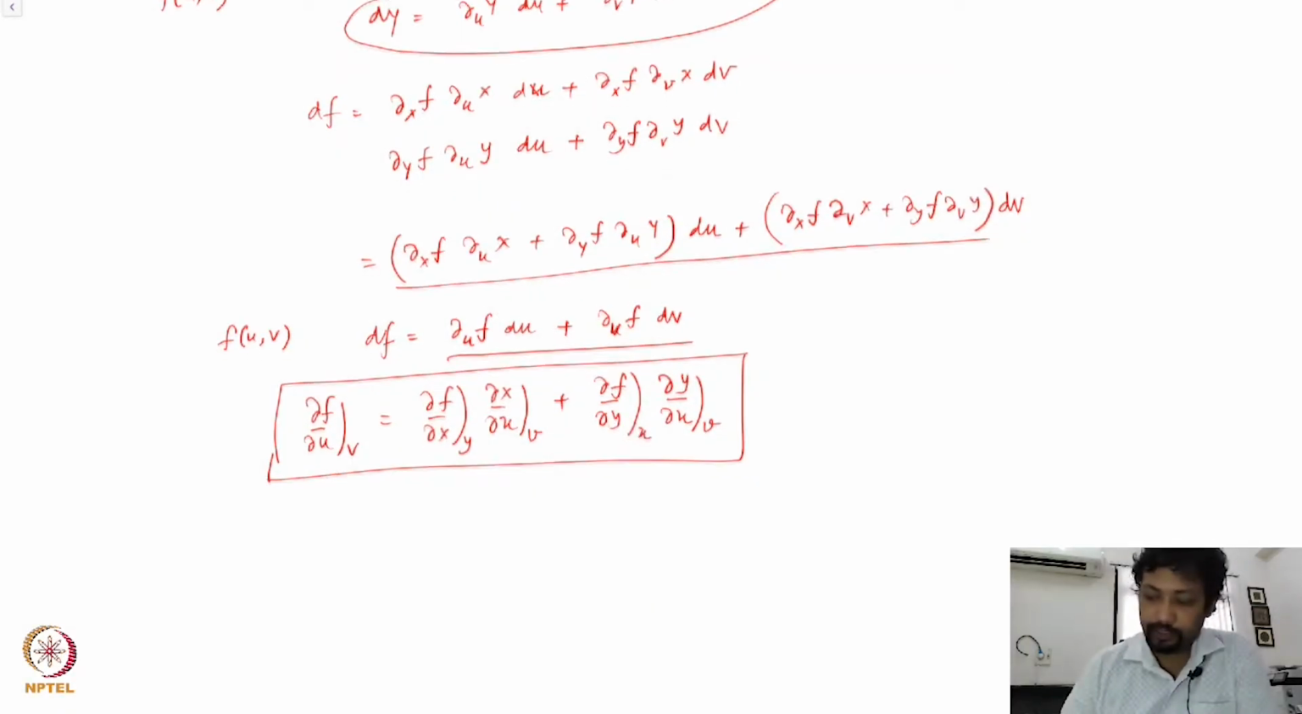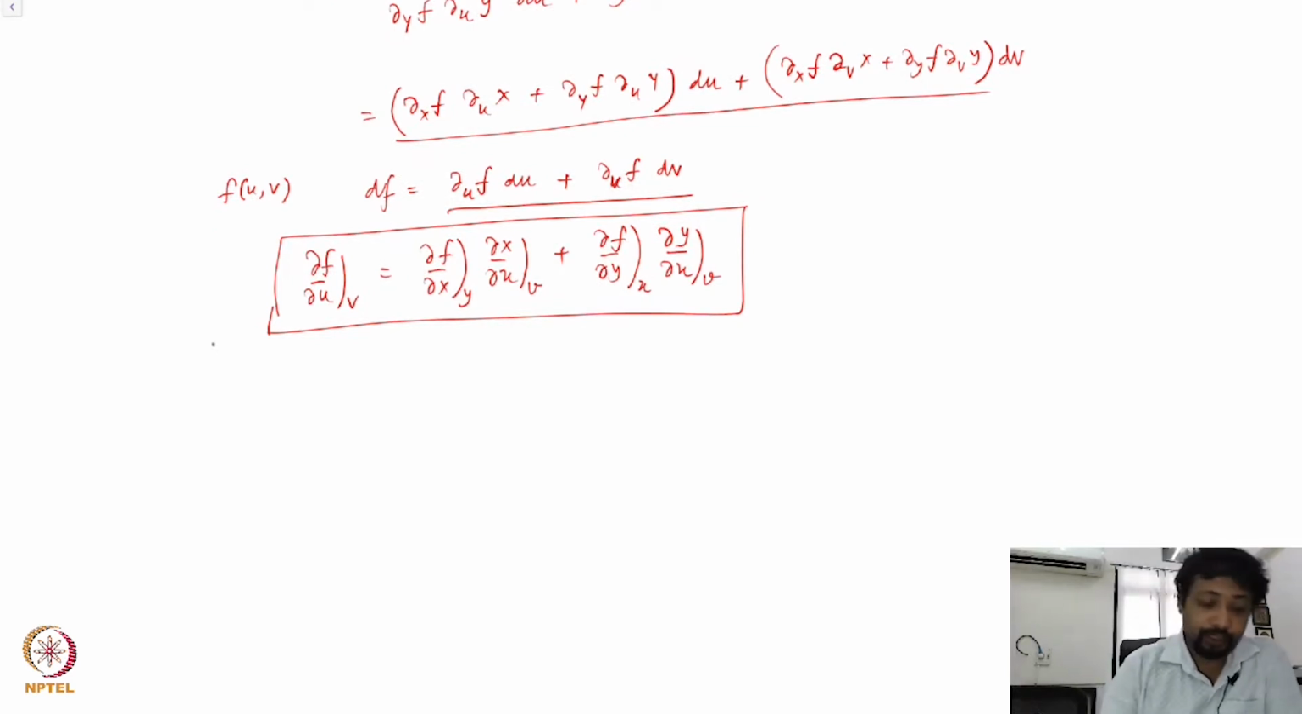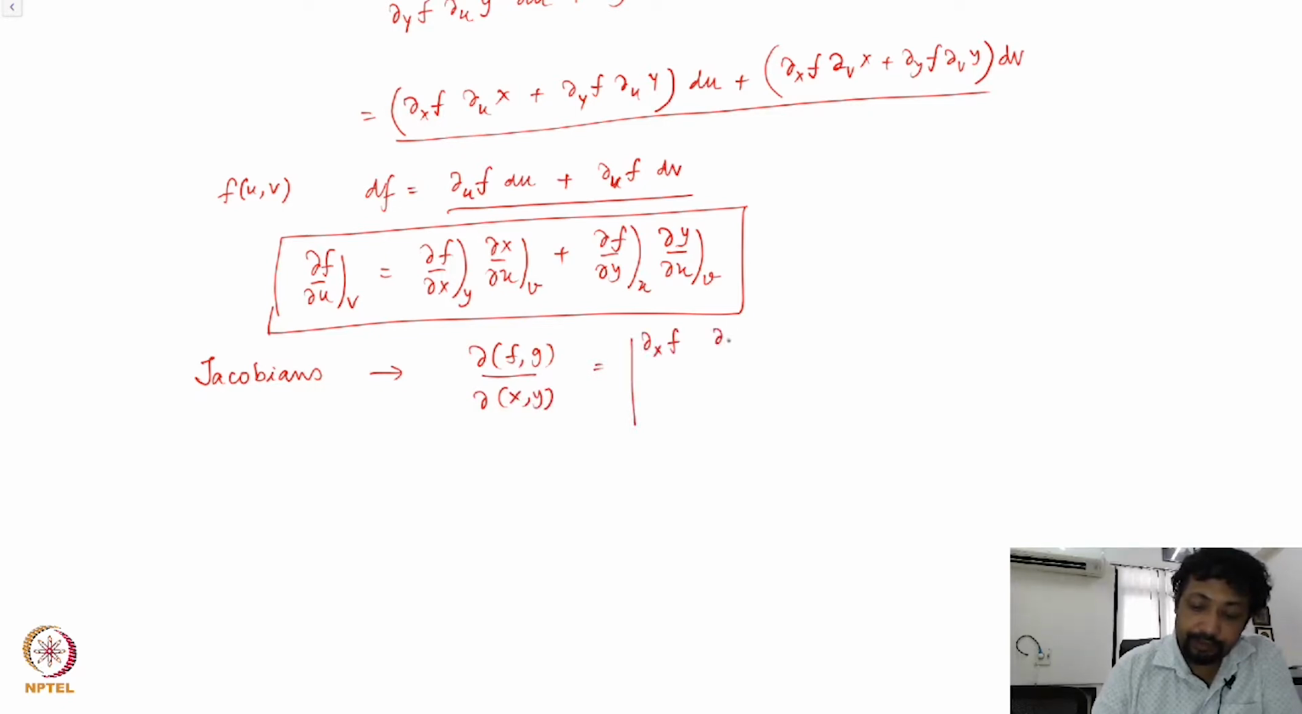So, welcome back. In the last class, we were looking at partial derivatives and we had derived all of this in terms of Jacobians. So now, very briefly, Jacobians are defined in the following way: I have two functions f and g, of x and y, and this is the determinant del x f, del y f, del x g, and del y g, right?